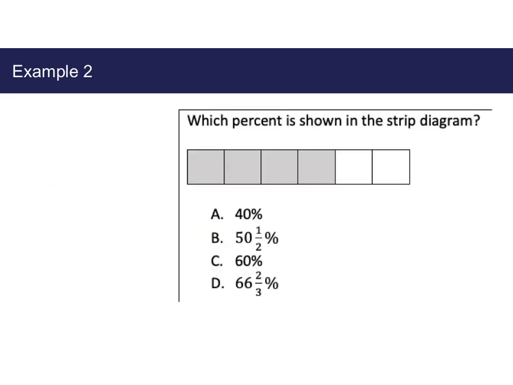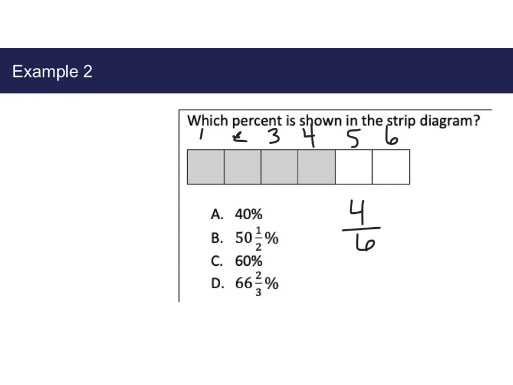And then our next example: which percent is shown on the strip diagram? So now we're going the other way. We have a strip diagram, and so we want to look at, first of all, how many parts this is separated into. I count 1, 2, 3, 4, 5, 6 parts. So if it's separated into 6 parts, and I notice that 4 of those are shaded in, I'm looking for something 4 out of 6. Okay, that's my fraction, 4 out of 6.